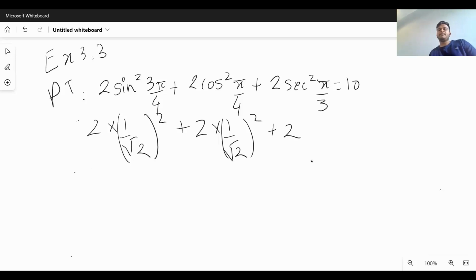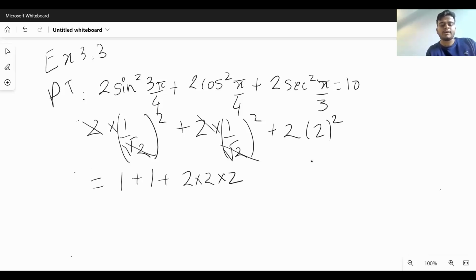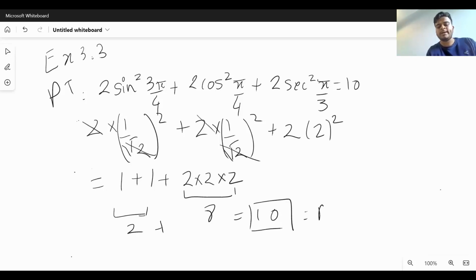And what is sec pi by 3? Sec pi by 3 is nothing but inverse of cos pi by 3. Cos pi by 3 is half. So sec pi by 3 would be 2. This 2 and this 2 get cancelled. This 2 and this 2 get cancelled. I get 1 plus 1 plus 2 into 2. This entire term is 8. Here I have 2 more. That comes to be 10. It's equal to my RHS. So this is also proved.